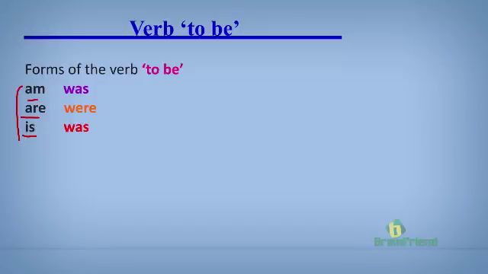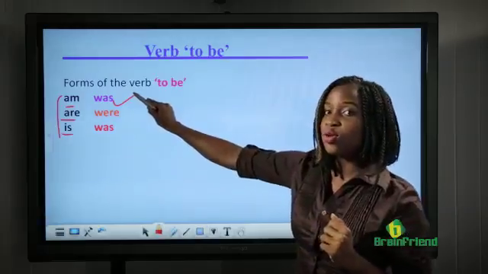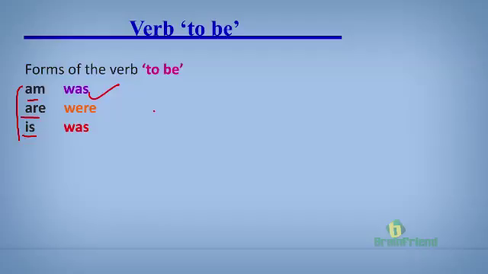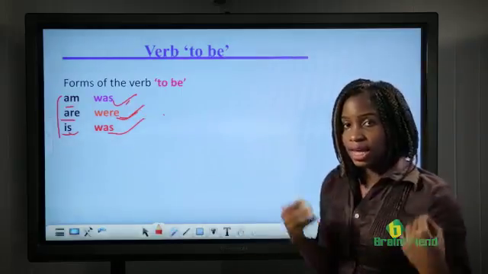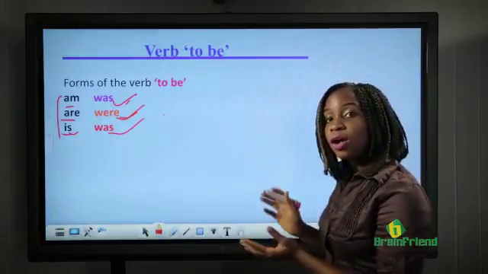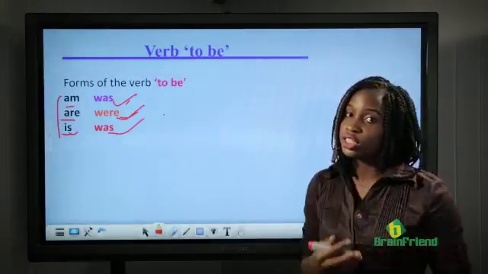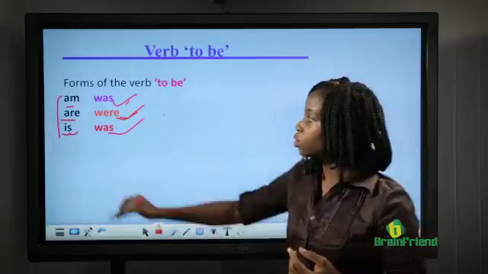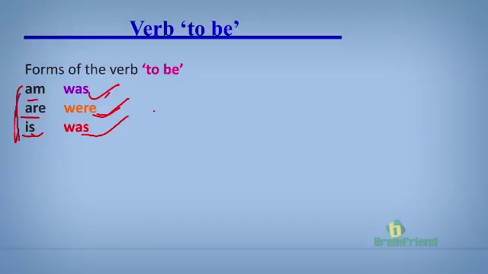So the past tense of am is was. Now you know where we got the word was from, right? The past tense of are is were, and the past tense of is is was. So this is how we came up with the words was and were. They are the past tense of the forms of the verb to be, and they all mean the same thing. They all show the condition of something. We use these words am, are, and is in the present tense, and we use was and were in the past. It's very simple, right?